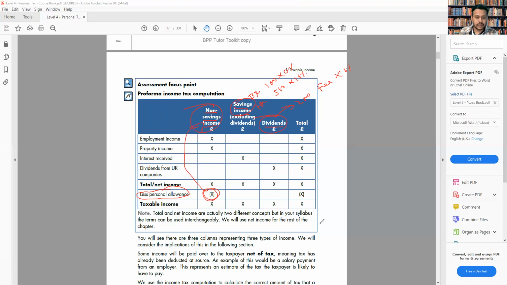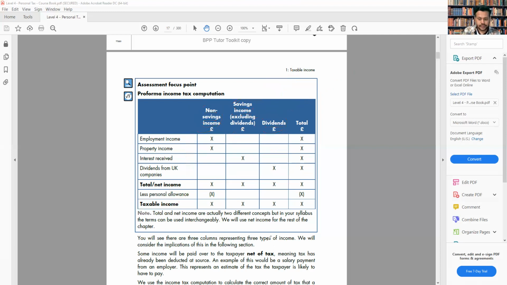Okay, let's have a look at the little story. Employment income, non-savings. Property income, non-savings. Interest received, savings. Dividend from UK companies, dividend. Then after that, we calculate the net income. Now, if there is any adjustment for the PPC or the gift aid donation, we have to do it. Otherwise, we minus the personal allowance, and that's my taxable income. This template you have to remember.